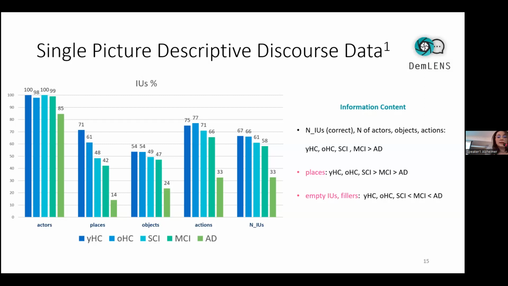Now, the statistical analysis showed that when we're looking at the number of correct IUs they use, the number of actors, number of objects, and number of actions, we could only discriminate the AD group from the rest of the groups because there was a significant drop in the number they produced. However, when we are looking at the places, we can easily discriminate between the 3 clinical groups. And the same happens with regard to empty IUs and fillers, which increase as dementia progresses.